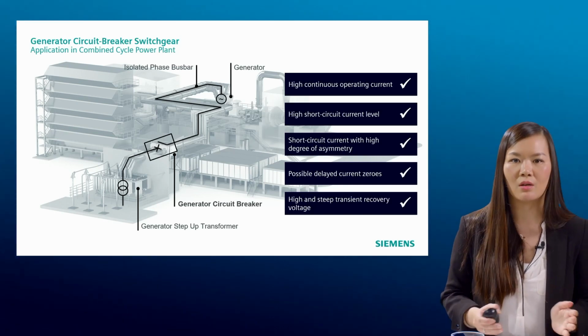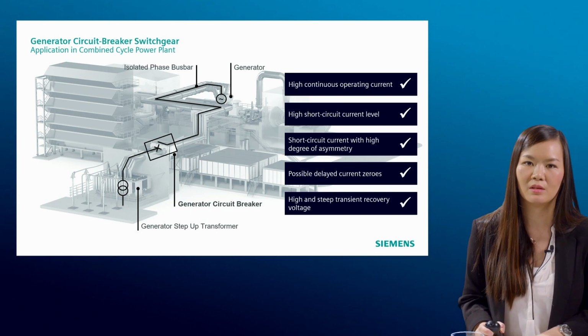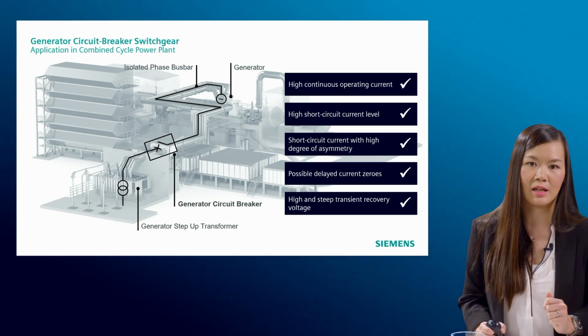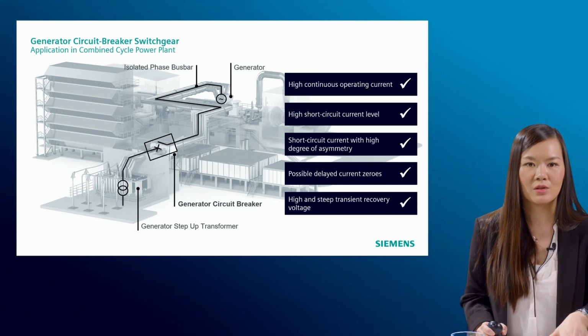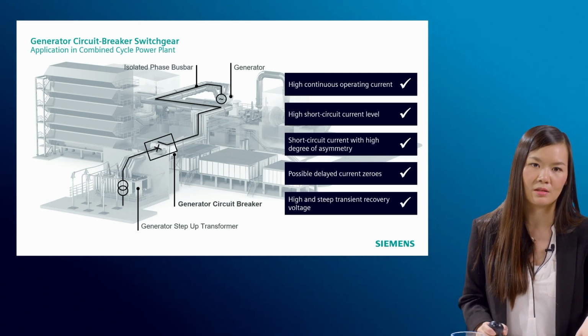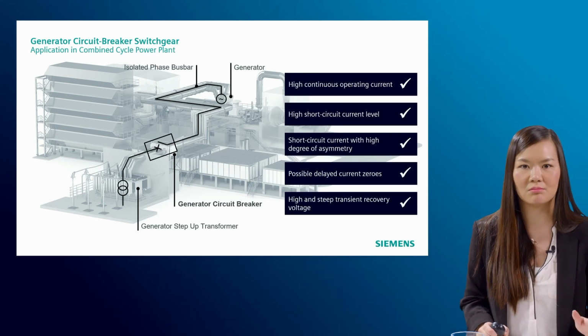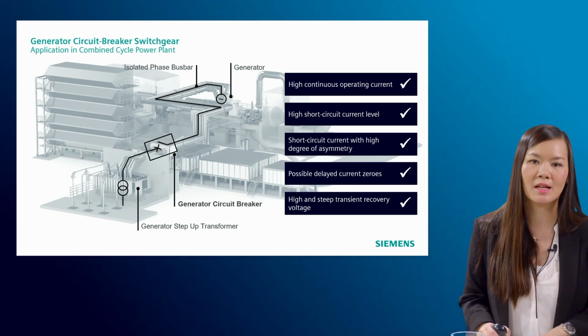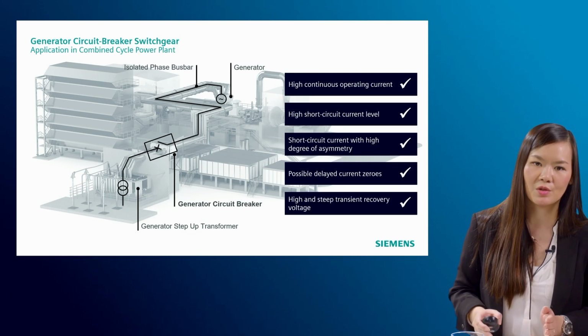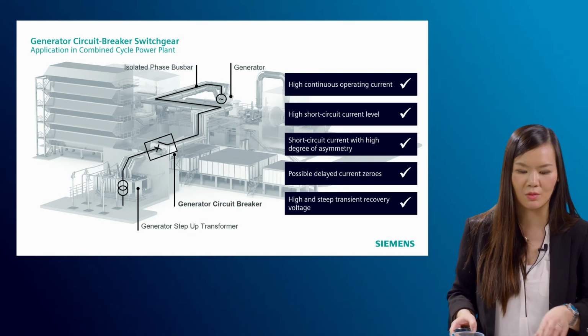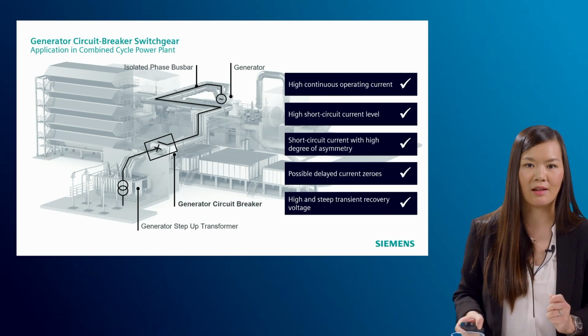And of course, depending on the power, the GCB has to face a very high continuous operating current. You have listened to Fabian's session before: depending on the machine type and machine parameters, a circuit breaker or GCB might have to face delayed current zeros. The reason for that, we will come to in the next slides.